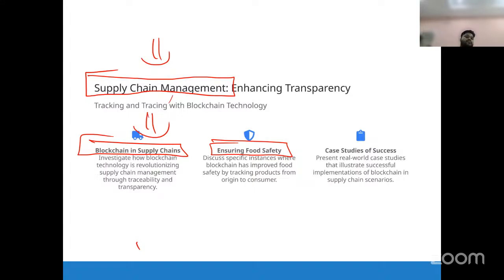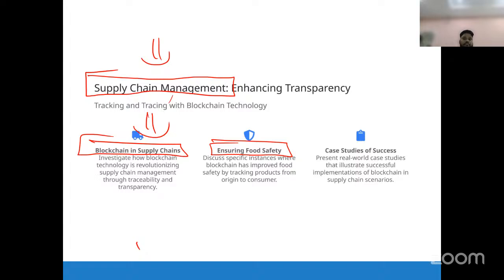Now, somebody has given you food which is not good, or after consuming that food, you are not feeling well. Whenever you want to go back and track it, you are given the chance to go back and have a look into it. So you can always go back and track the food from the farm all the way to the store.